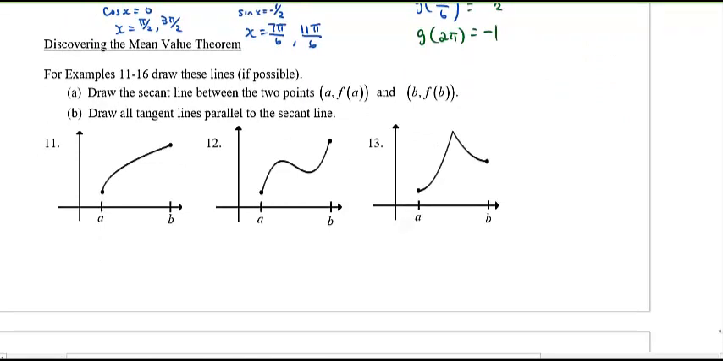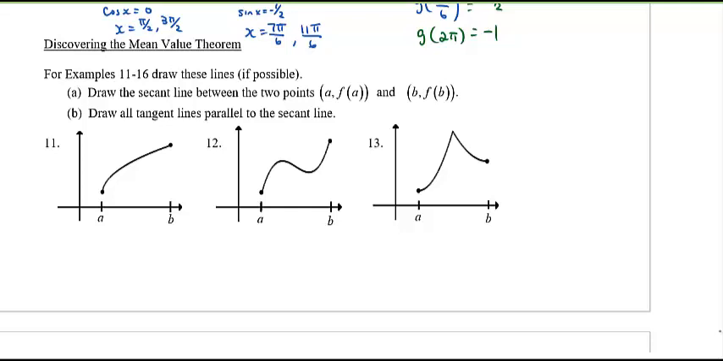Okay, so I'm not going to tell you what this mean value theorem is, but I want you to try to discover it yourself. So look at examples 11 to 13, and then I want you to actually draw lines. If possible, draw the secant line between the 2 points, and then draw all the tangent lines that are parallel to the secant line. So what do I mean by that?